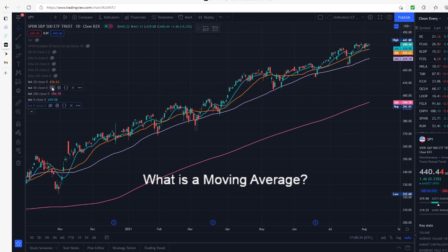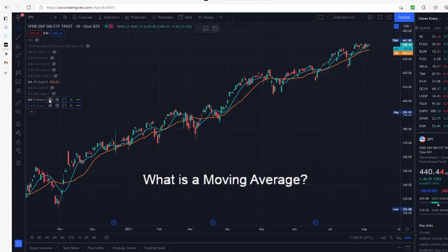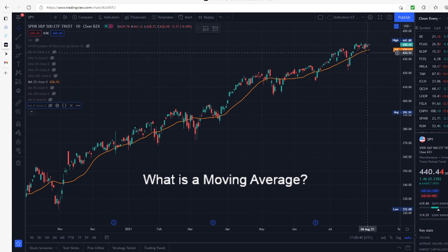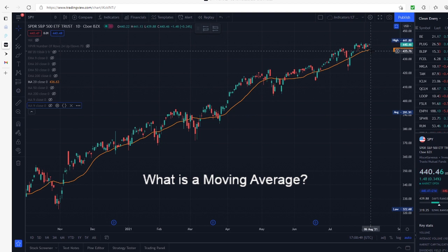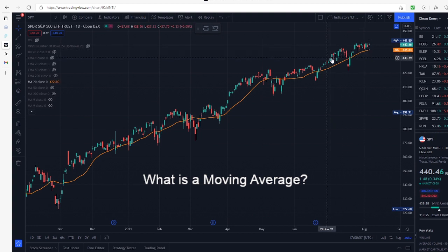So let's use the 20-day as a quick example. So you see this orange line here. The 20-day moving average at any time is going to be the average price of that stock for the previous 20 days. So for today's action on August 5th, the moving average that you see on the chart today reflects the last 20 days of trading.